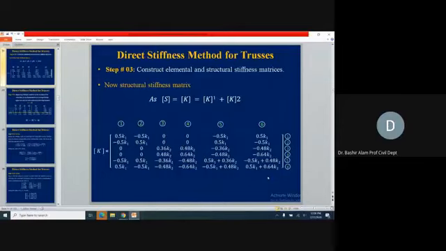When you start practicing it, remember it will need a lot of practice, even if you understood this already. It's very simple calculations, but you need to go in a very organized way. Even putting these elements in the structural stiffness matrix needs a lot of practice and a lot of attention.